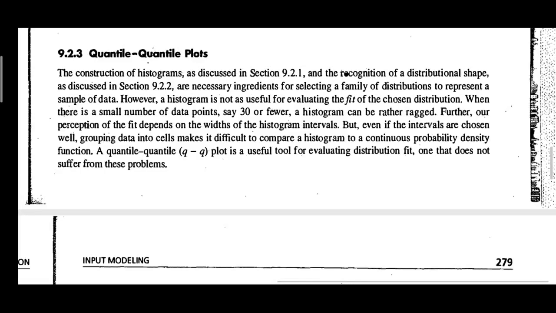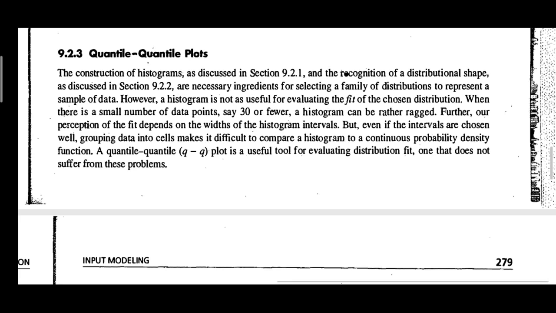So the next is the quantile plot. Earlier we discussed the histogram and recognition of the distributional shape in the previous video, various types of the distribution. They are a necessary ingredient for selecting a family of distribution to represent a sample data.